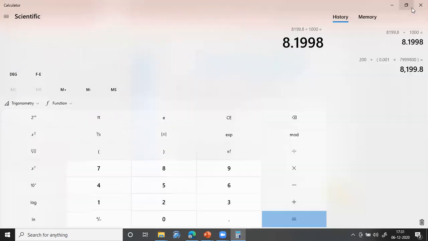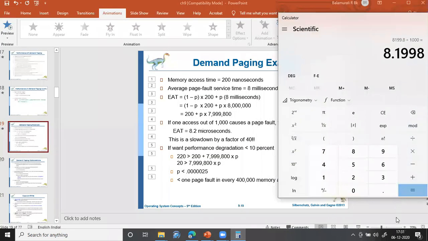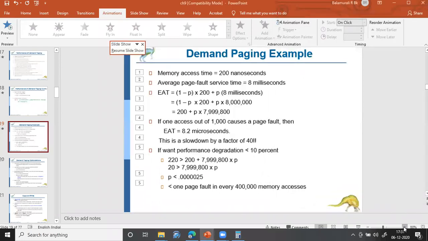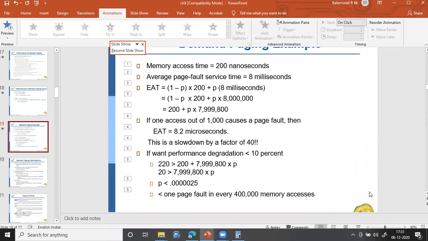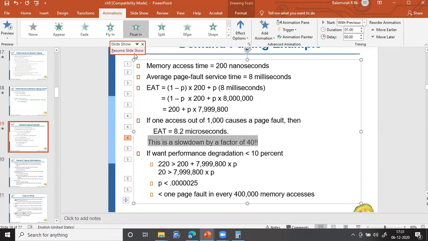But is this 8.2 microsecond a good performance? No, it's not a good performance. There is a slowdown by a factor of 40. What does that mean? It means that even if there is one page fault out of 1000 memory accesses, it is not a great performance. It is in fact a very poor performance because there is a slowdown by 40.